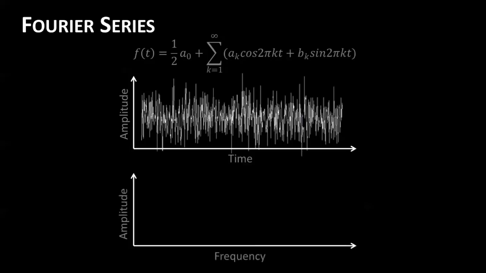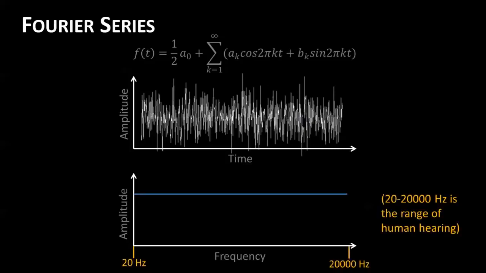But despite it being so messy in the time domain, if we instead translate it to what is called the frequency domain using a Fourier series, we get something really neat, a nice straight line. The line is really straight because each frequency from, say, 20 Hz to 20,000 Hz is equally represented in a white noise signal. This is because a white noise signal is composed of a sum of all the cosines and sines of all different frequencies.